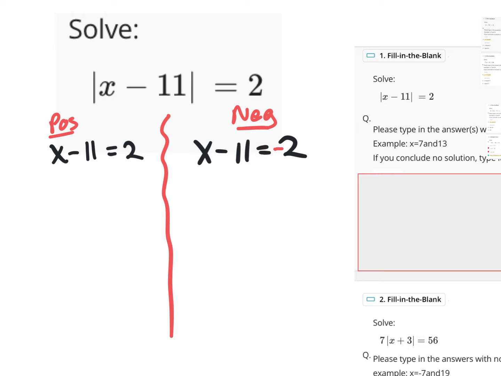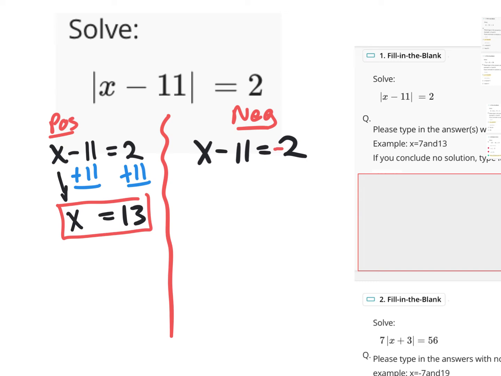Okay, so now let's solve both of them. The positive situation, we're going to go plus 11. We'll end up with the x coming down equaling 13. And that is about it. That is a potential answer right now. I say potential because we still need to double check and make sure that it's not an extraneous solution. Now let's solve for the negative situation. Plus 11.